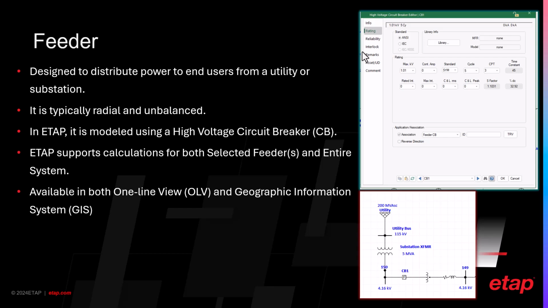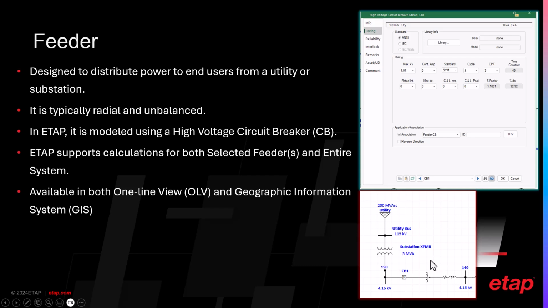In ETAP, we use a high voltage circuit breaker element to model it. So in this example that you see here, I have the HPCB1 editor. And by selecting this association and designating it as a feeder, you can see that you have a tiny f that appears on the system. So this would be defined as the feeder head, the starting point of the feeder.